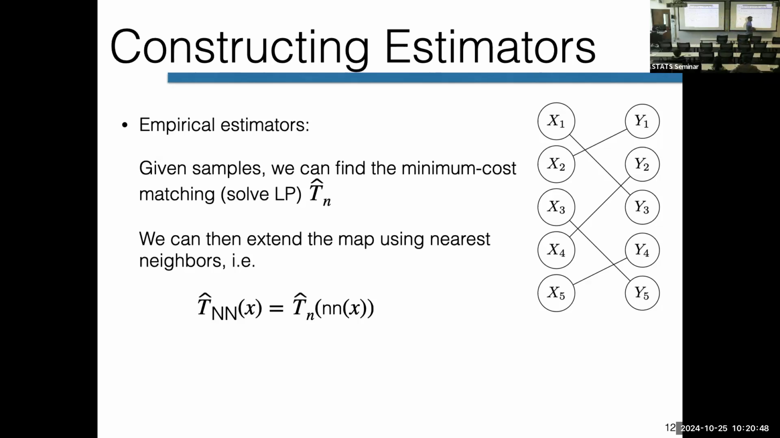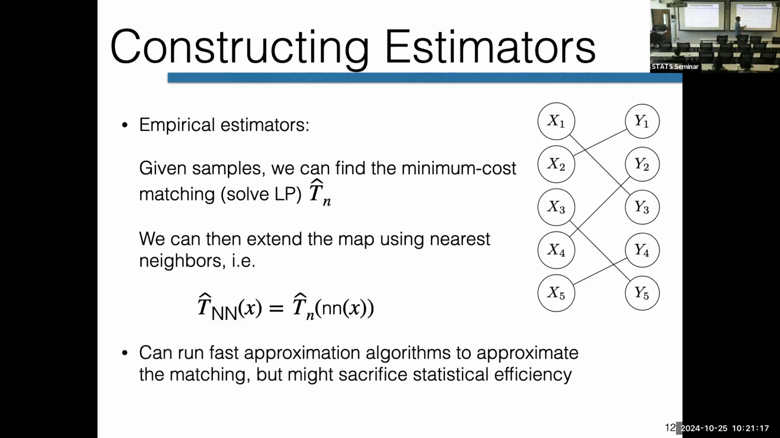And then in order to define a map, I need my map to be defined everywhere. So I need to find some way to extend it. The most natural way to extend is to use nearest neighbors. So if I give you a point X, you find its nearest neighbor in your sample, and you go wherever that sample got matched. So this is a way of constructing an estimate for the map. Right, okay, so you just compute what's called the in-sample coupling, and then you extend it by the nearest neighbors.